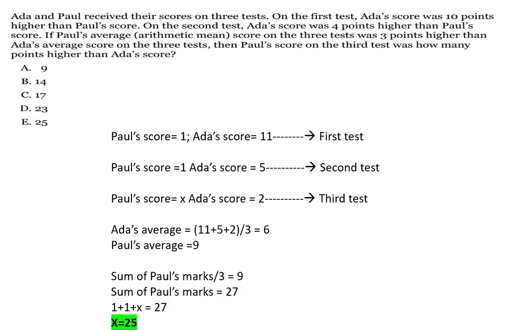Like for instance, in the first test, I'm presuming Paul scored 1 mark and Ada had scored 10 points higher than Paul. So her mark should have been 11. Now in the second test, Paul, I'm presuming again scored 1 and Ada scored 4 points higher than Paul, which means she should have scored 5 points in that. Now in the third test, I don't know how much Paul scored, but I can assume values for Ada.